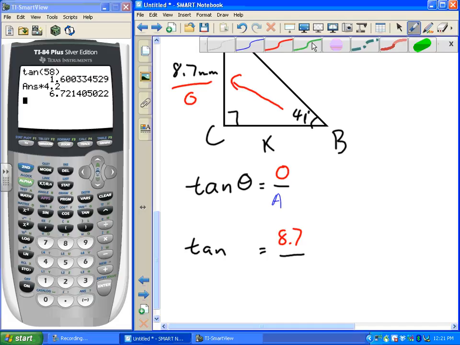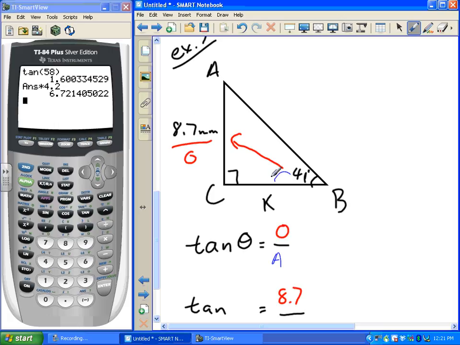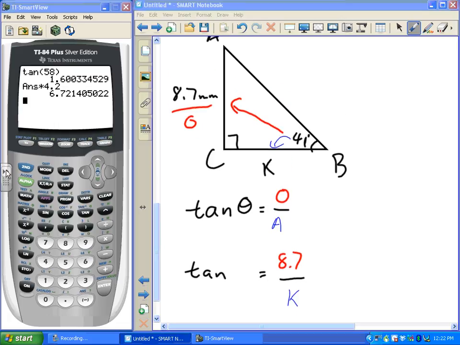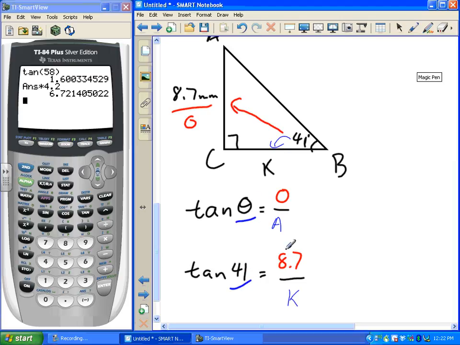Our adjacent side refers to what? K. We don't have a measurement. They're calling it K. So that's going to be our variable. We're replacing A with K. We're trying to solve for K. And finally, what angle are my opposite and my adjacent referring to? 41. We're referring to angle B. So I'm going to replace my theta with 41. Notice, theta is now 41.